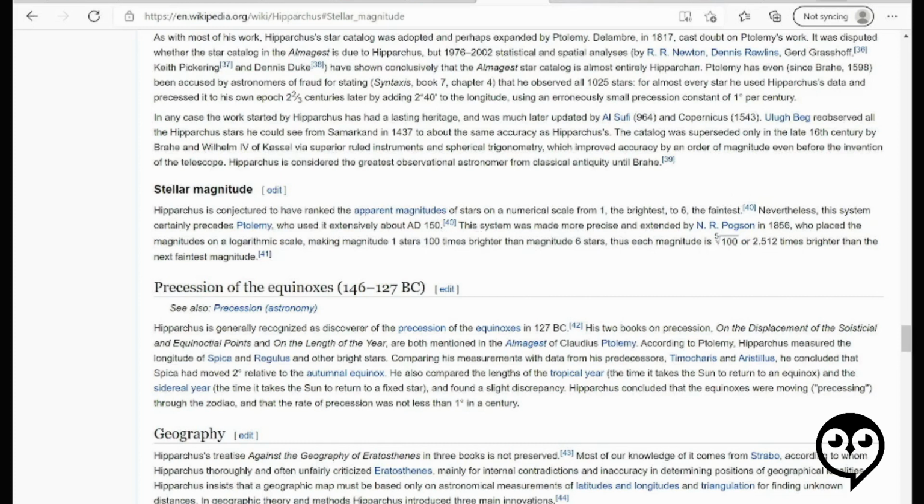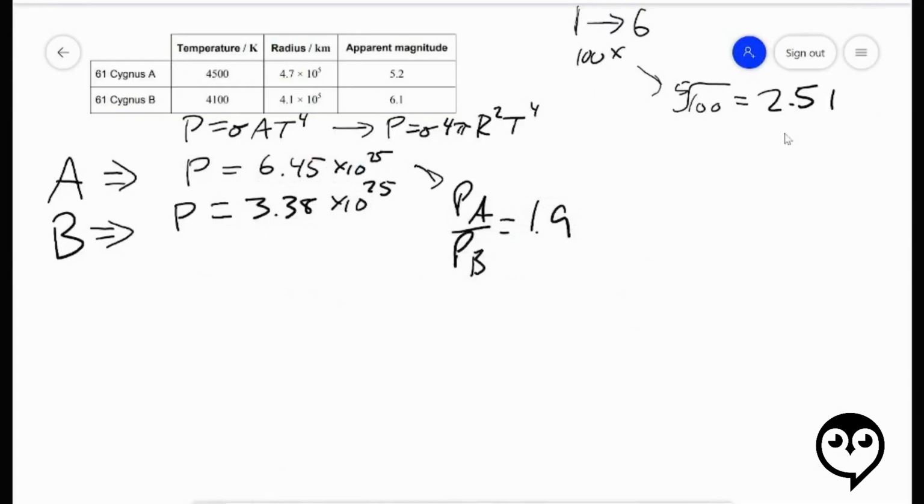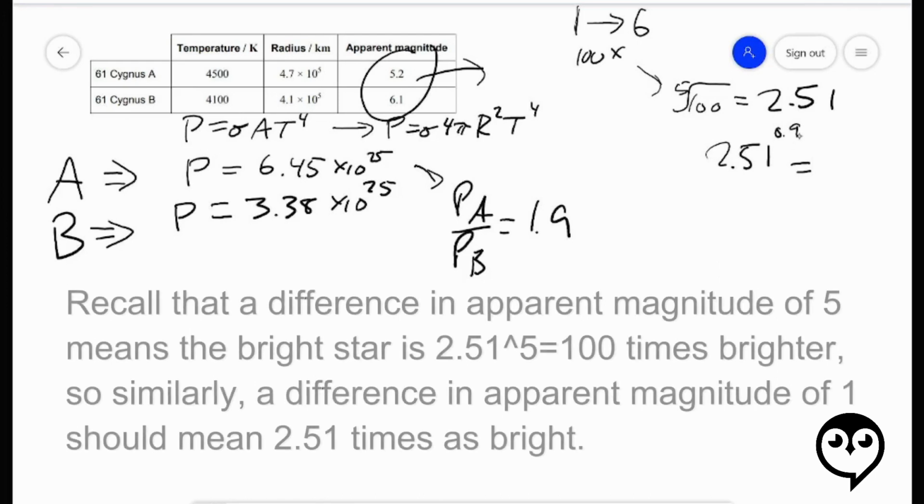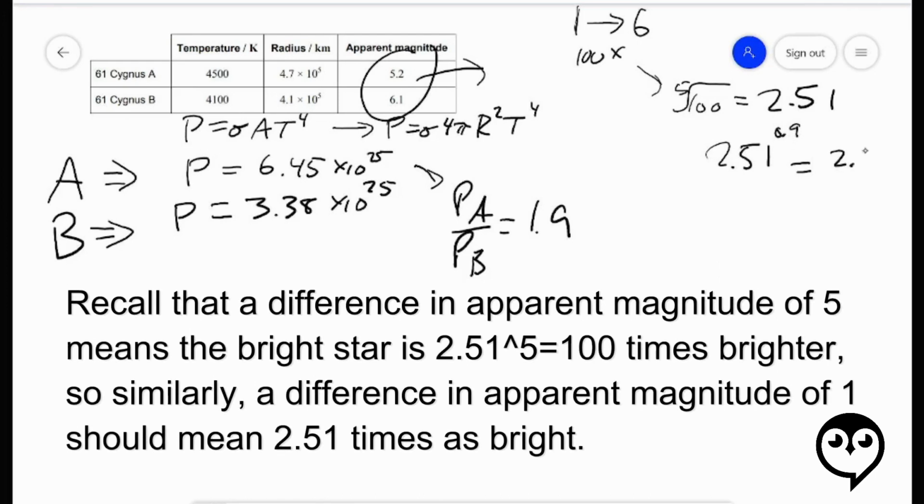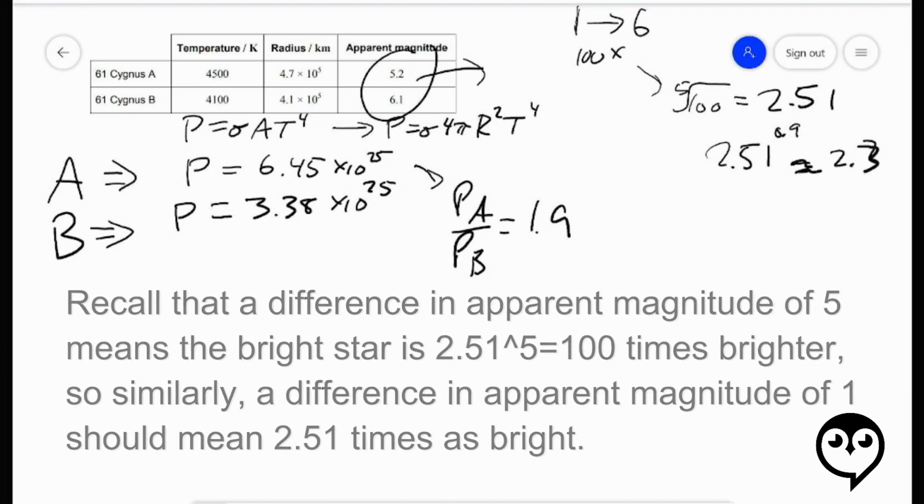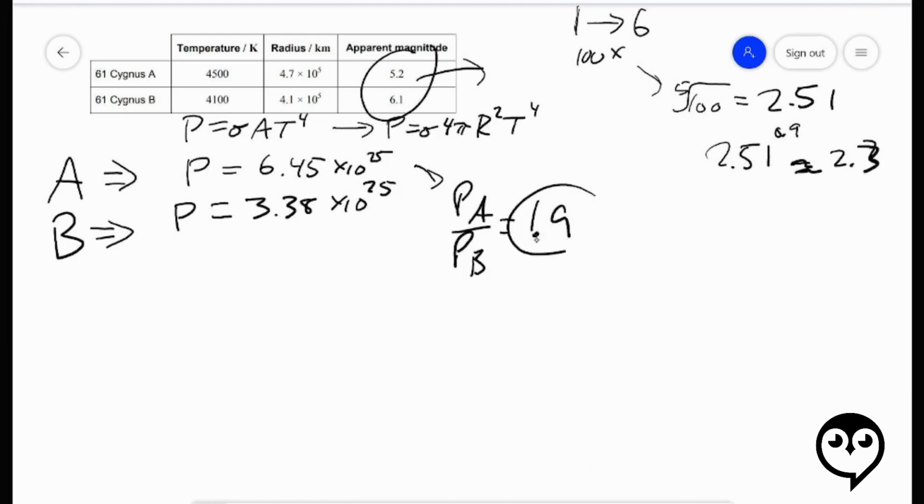Okay, so you've split that up. Now, if you take a look at that, 2.51 to the power of 0.9. Now, where are we getting 0.9 from? If you take 6.1 minus 5.2, and if you were to do that to the power of 0.9, you get roughly 2.3, I believe. So this A seems to be, at least from Stefan's law, 1.9 or approximately 2 times as powerful. Okay, and you can see that the brightness here is nearly 2 times as well.